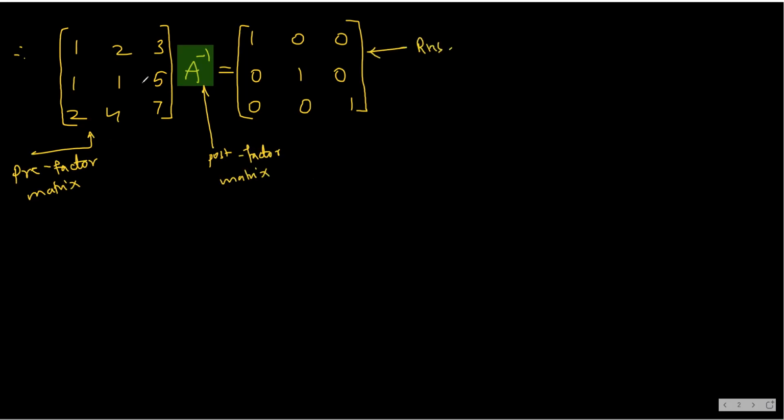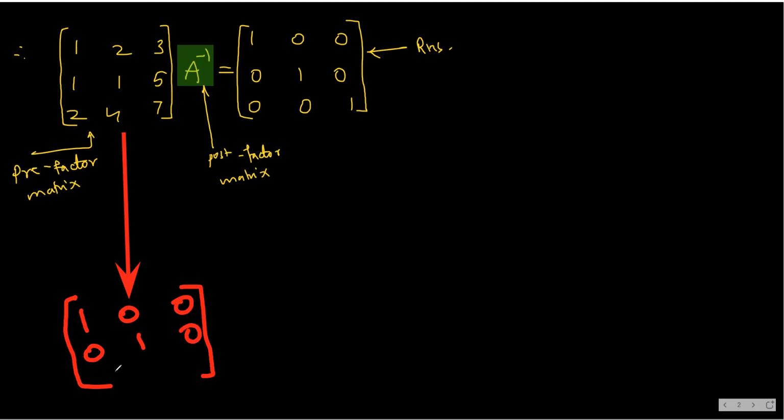What I will do is on the prefactor matrix I will apply row transformation. And by applying row transformation, I will try to convert this matrix into the identity matrix. What I mean is I will transform this matrix into 1 0 0, 0 1 0, 0 0 1. And what about this matrix? That will remain as it is. A inverse, that will remain as it is.